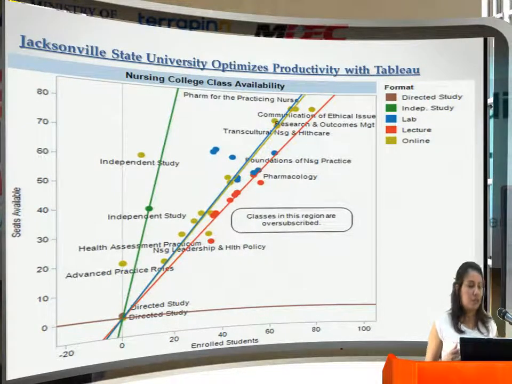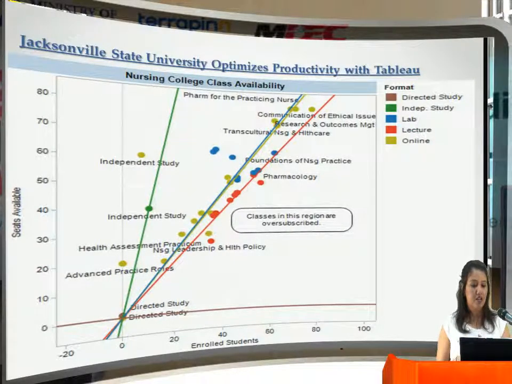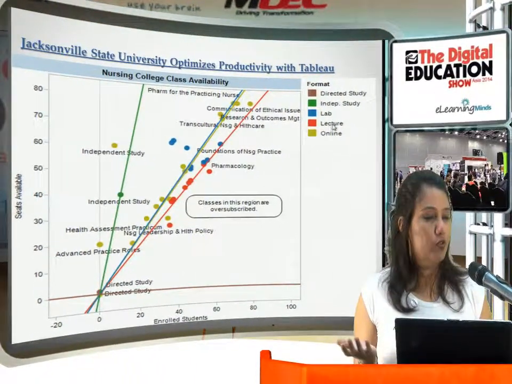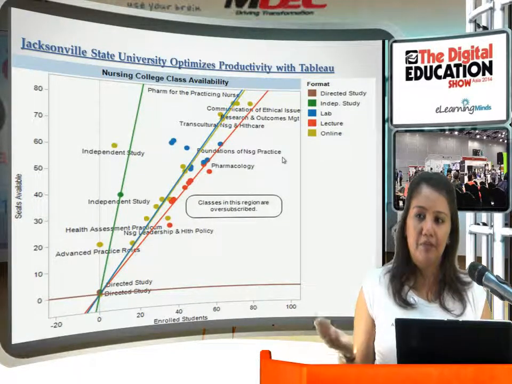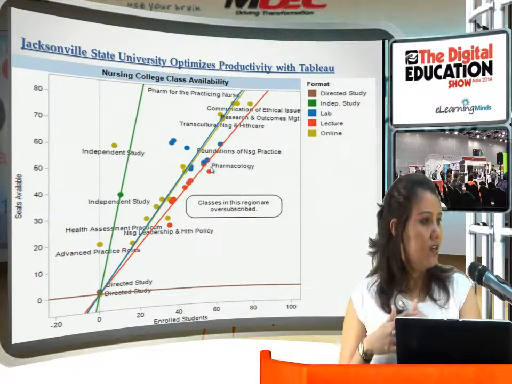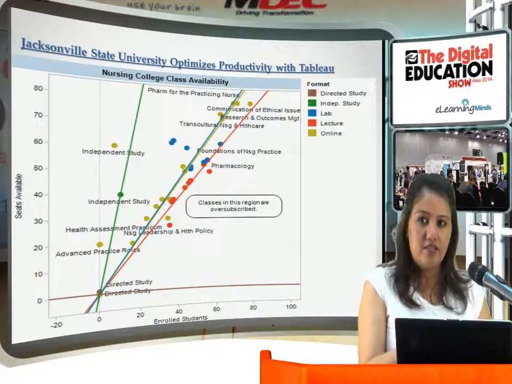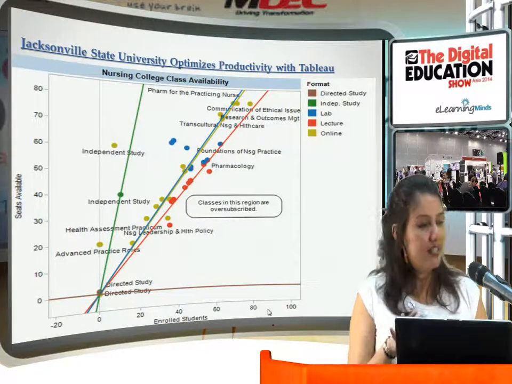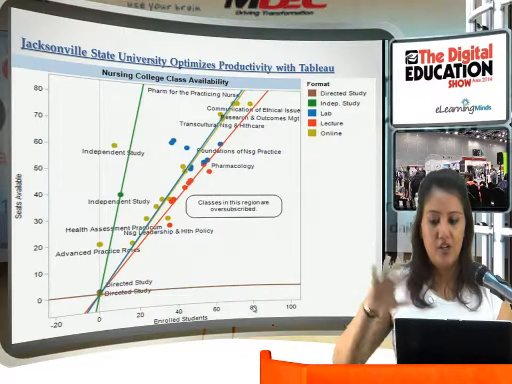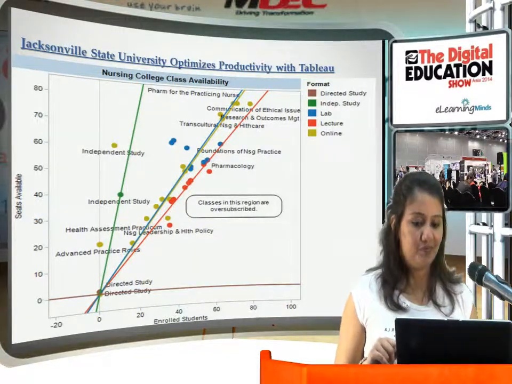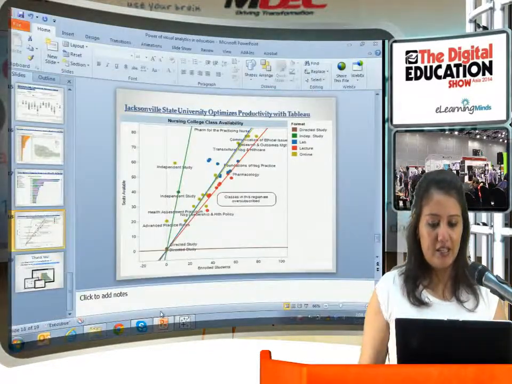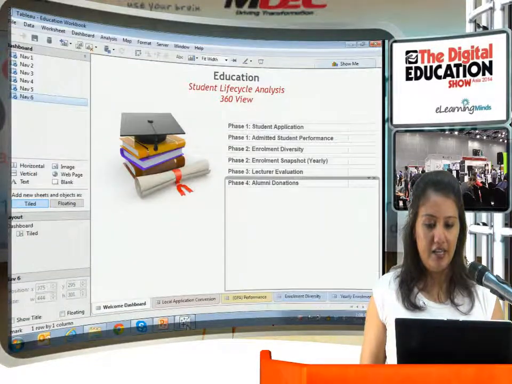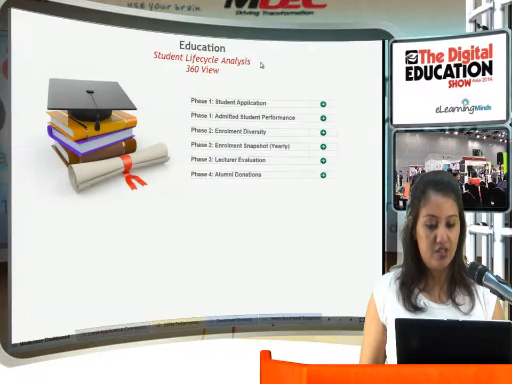This one's again interesting, where they're trying to understand whether the classes are oversubscribed or undersubscribed, or whether it's online or lectures, etc. Are people attending more lectured classes? Can we push them to online classes, etc.? So they could quickly see enrolled students versus the seats available, right? I'm going to show you a live example within Tableau, and let's analyze it ourselves.